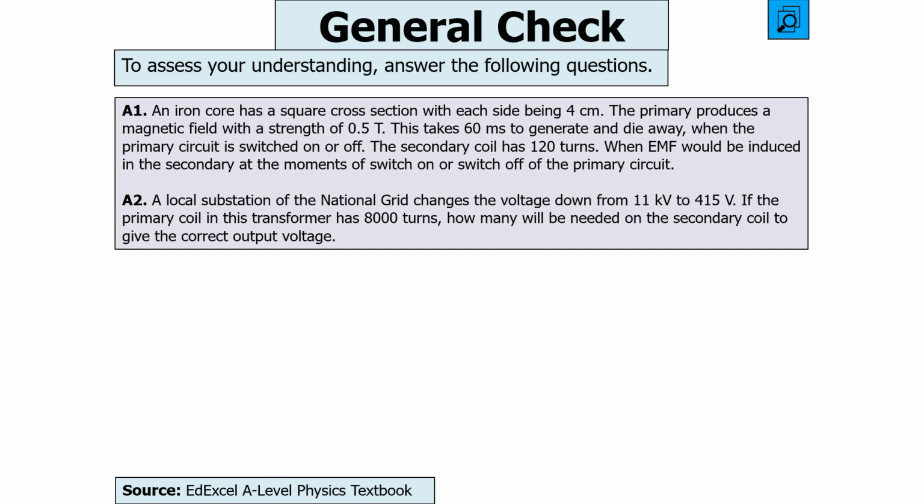Secondly, a local substation of the national grid changes the voltage down from 11 kilovolts to 415 volts. If the primary coil in this transformer has 8000 turns, how many will be needed on the secondary coil to give the correct output voltage? So pause the video now, then unpause the video when you want to go through your answer.